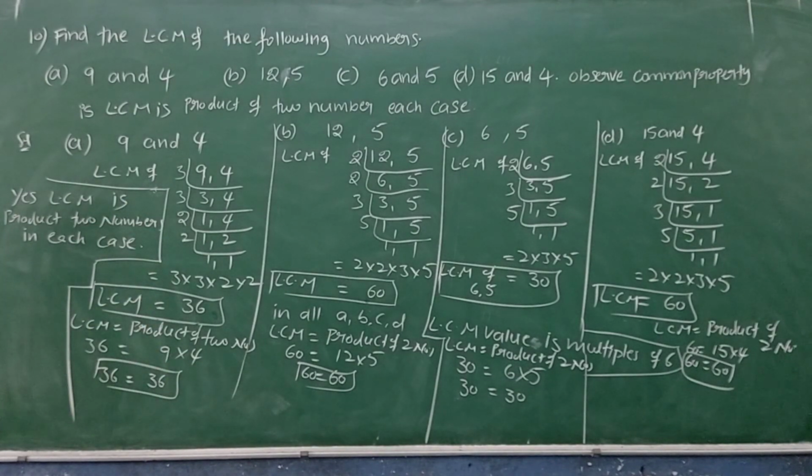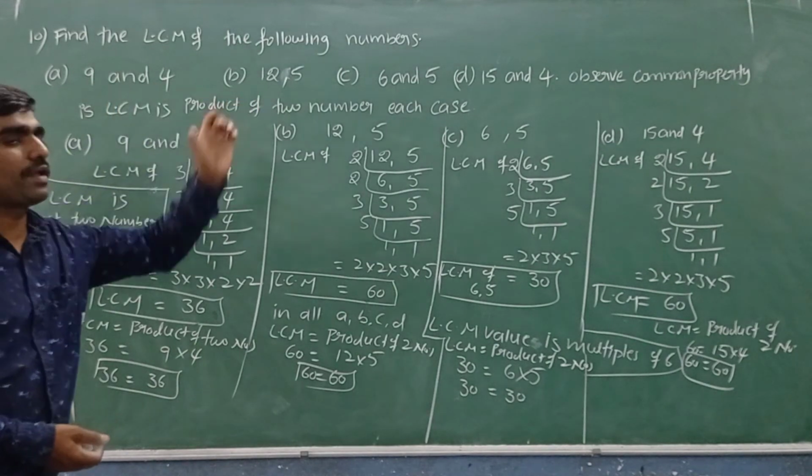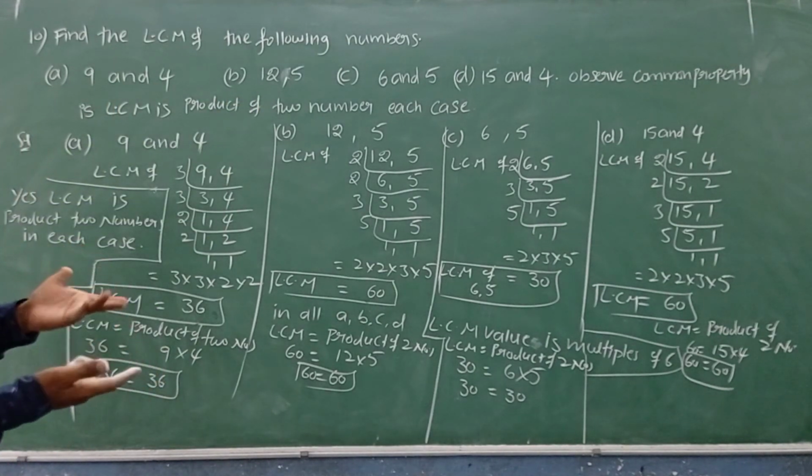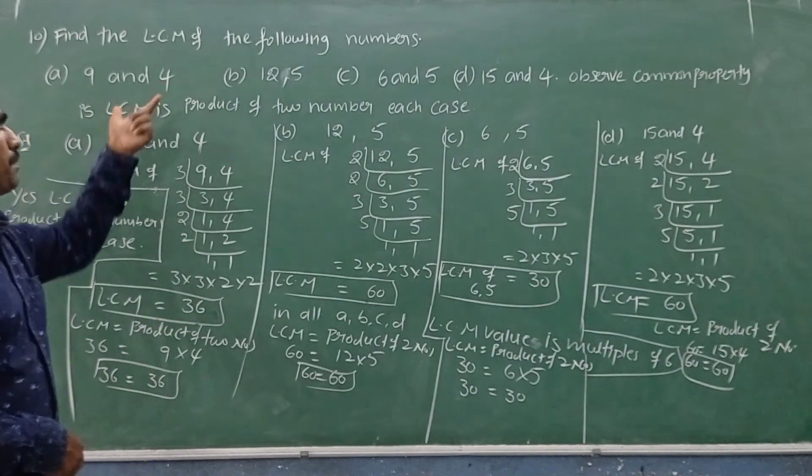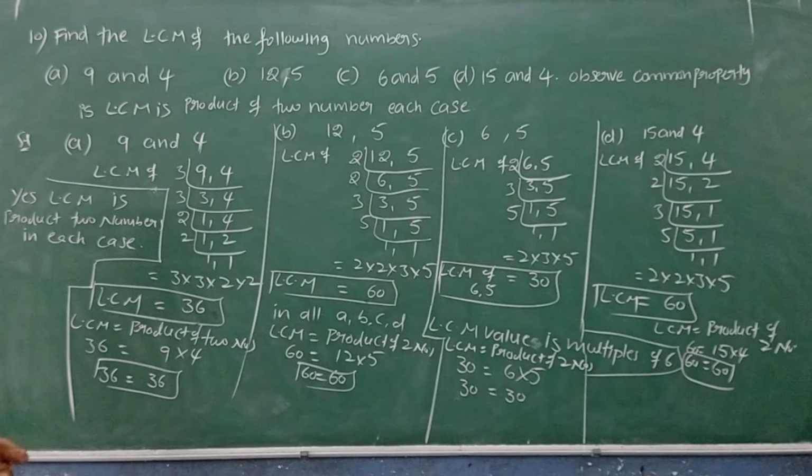So when is it possible? When the given two numbers are co-prime numbers. When they are co-prime numbers, there is no other common factor. In such a case, LCM is nothing but the product of the two values. Hope you understood.